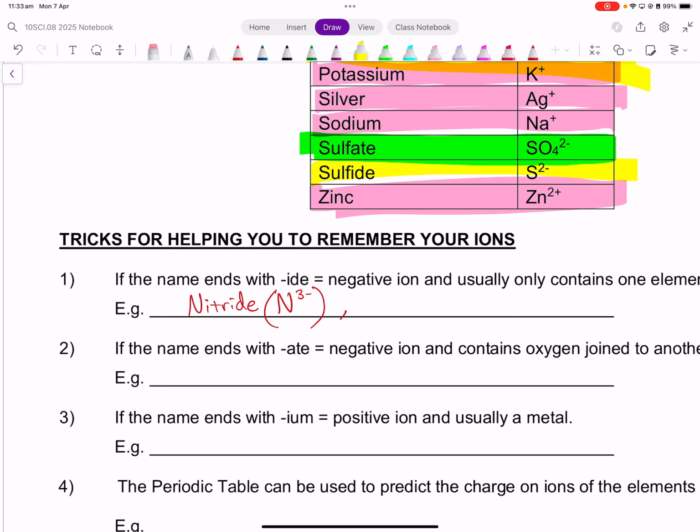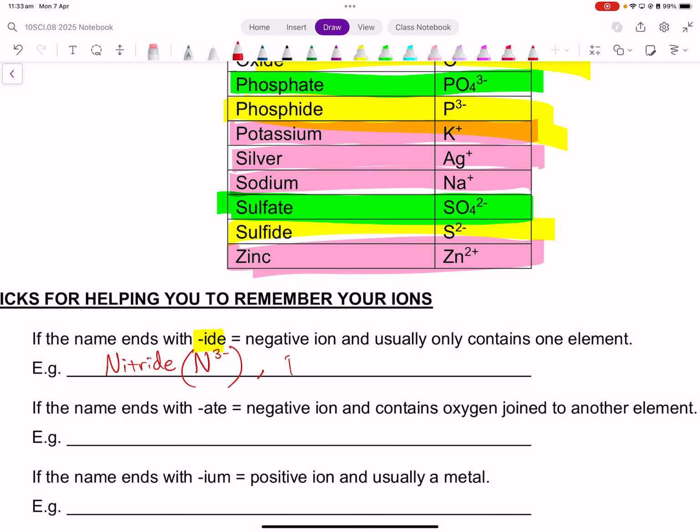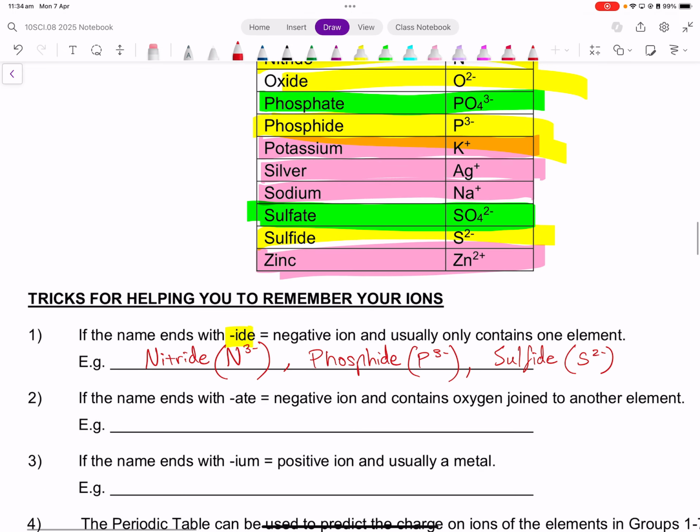So we're looking for this suffix. Phosphide, awesome. P3-. So we can write that one here. Phosphide, P3-. And then let's grab one more. Someone else, what's another one? Sulfide, love it. Sulfide being S2-. Okay, so those are all our negative ions.